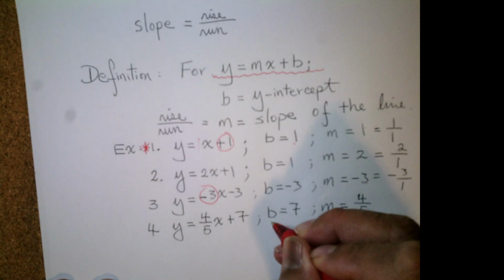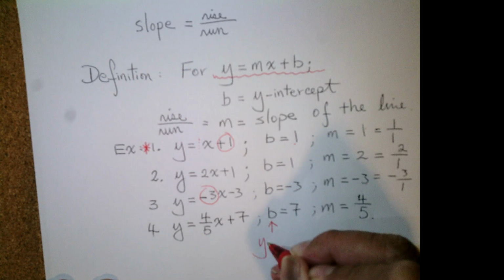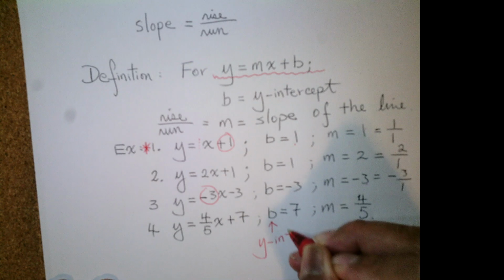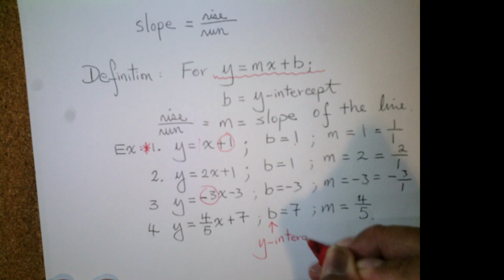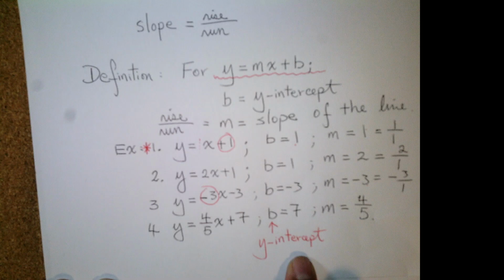So for some people, it's better to write it like this. B is the y-intercept. Okay? So it doesn't hurt for you to refer back to this page later on when it's your turn to complete the assignment.